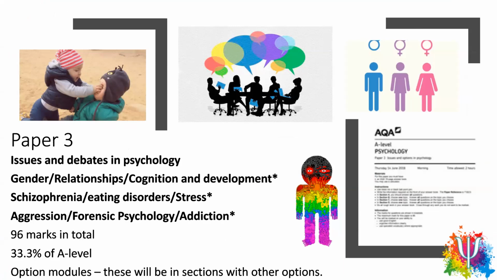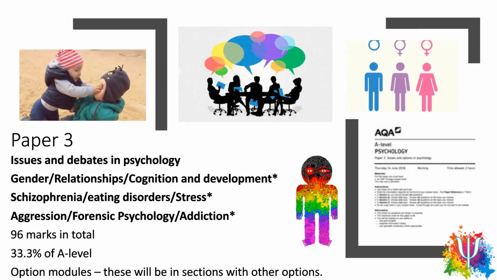So we would look at, for example, gender and culture in psychology. We look at whether we have free will or whether determinism is correct. We look at the nature-nurture debates, and we look at holism and reductionism, as well as ideographic and nomothetic approaches and ethical implications. Okay, so the big issues and debates in psychology.